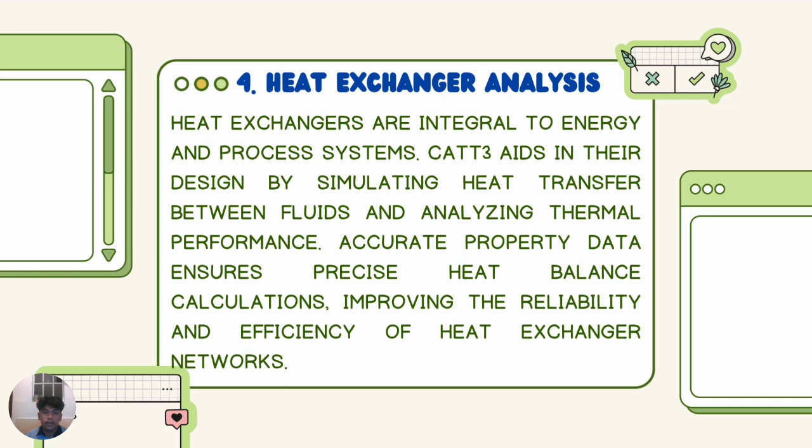Number 4, heat energy analysis. This paragraph discusses heat exchangers, which are devices that transfer heat between two or more fluids. They are used in power plants, engines, HVAC systems, and more. How does CATT help? It allows engineers to simulate heat transfer and calculate how efficiently heat is moved from one fluid to another. The result is better design and performance of heat exchangers, making systems more reliable and energy efficient.